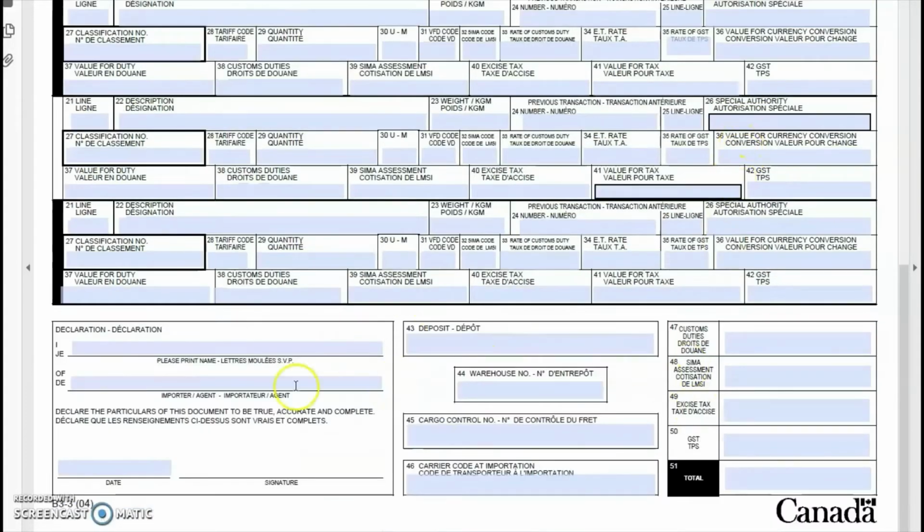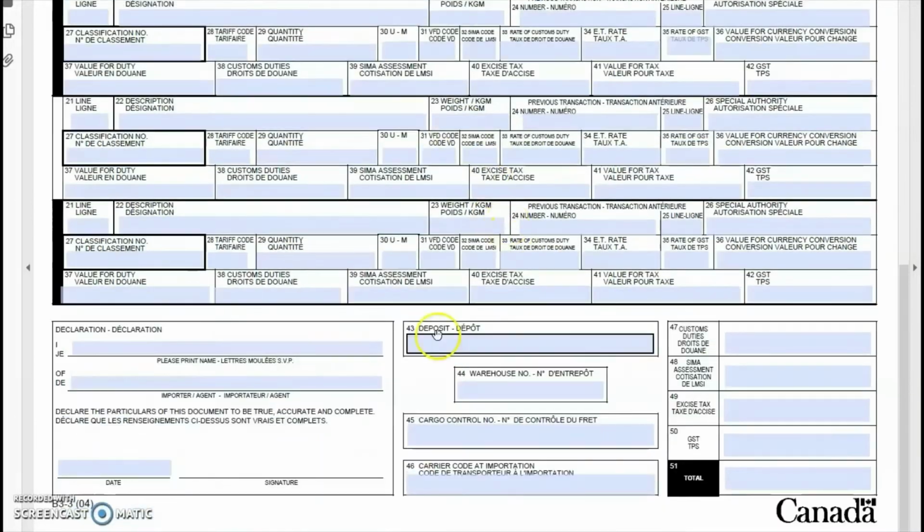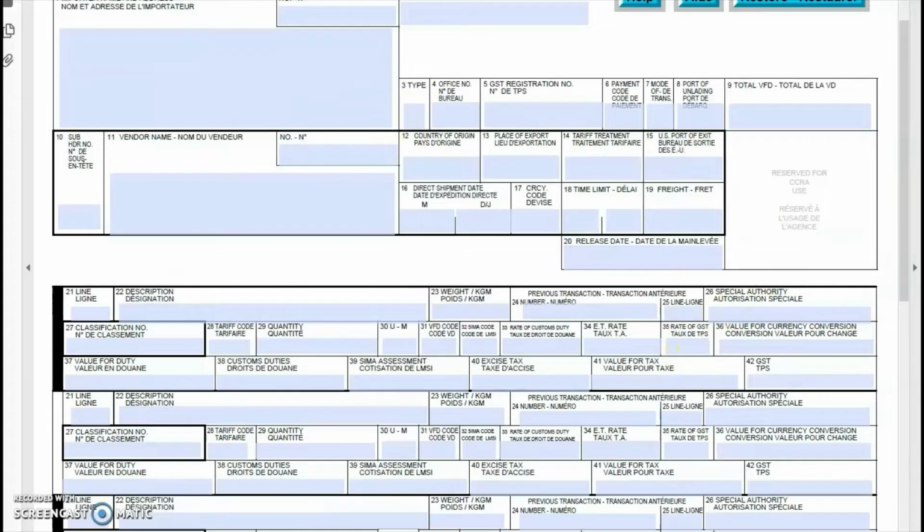So on the first page, this is going to be blank. This is going to be completed. And on the second page, this is going to be blank. And this is going to be completed. Okay? So when you complete the B3, make sure the first page is going to be subheader number 1, and you're going to put all the information in that you need to put in. Okay? And this is going to be line number 1 when you fill in all the information.